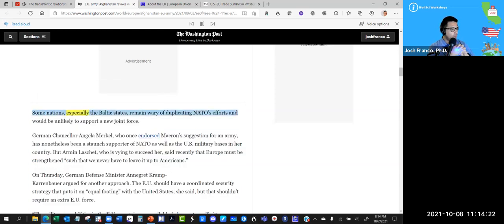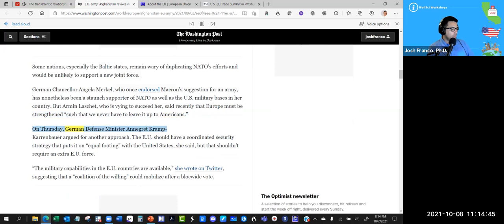Some nations, especially the Baltic states, remain wary of duplicating NATO's efforts, and would be unlikely to support a new joint force. German Chancellor Angela Merkel, who once endorsed Macron's suggestion for an army, has nonetheless been a staunch supporter of NATO, as well as the US military bases in her country. But Armin Laschet, who is vying to succeed her, said recently that Europe must be strengthened such that "we never have to leave it up to Americans."